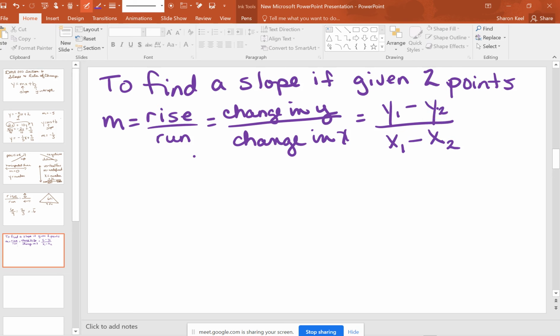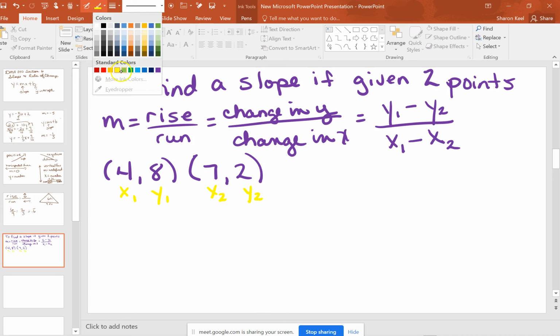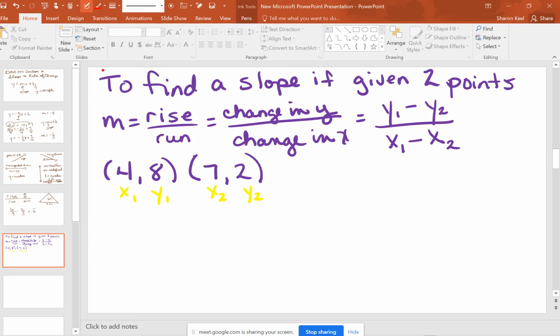So let me give you an example of some points, and we'll try it with this. I'm going to give you the ordered pairs (4, 8) and (7, 2). Let me just label this so you'll have an idea what these are. This would be x1, y1. This would be x2, y2. I want you to see that whichever way you do it, you're going to get the same answer, whether it's the first or the second.